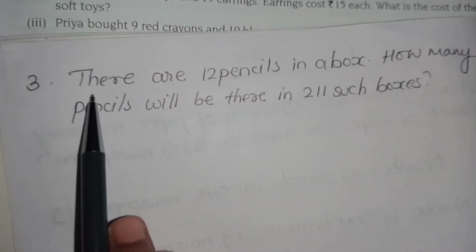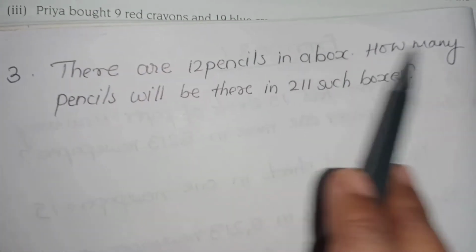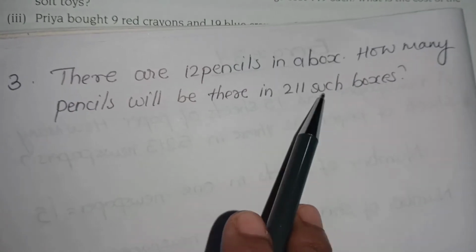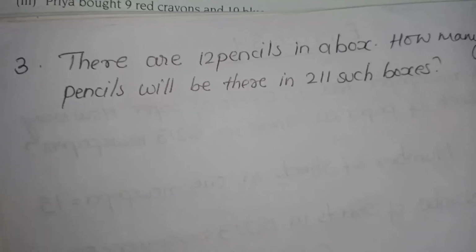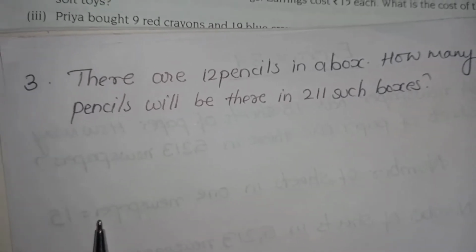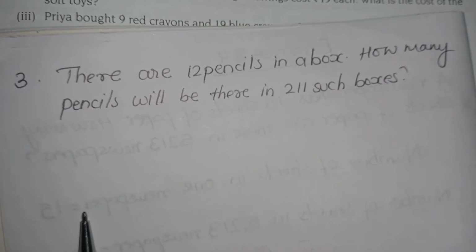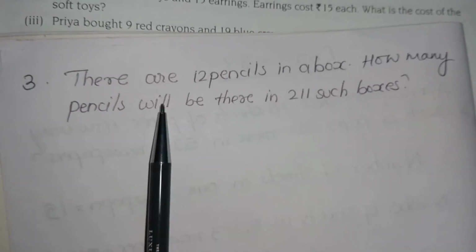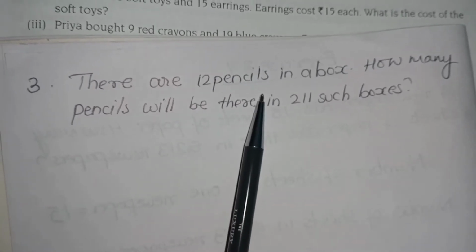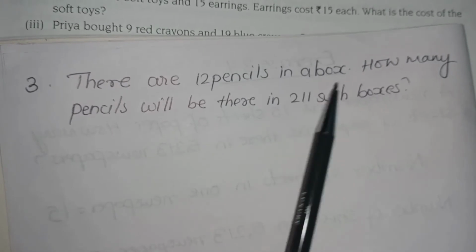Question number 3. There are 12 pencils in a box. How many pencils will be there in 211 such boxes? Sometimes you bring a pencil box home, and in there how many pencils are there? Sometimes it is 10, sometimes 12. So in this question, in one box there are 12 pencils. So how many pencils will be there in 211 such boxes?